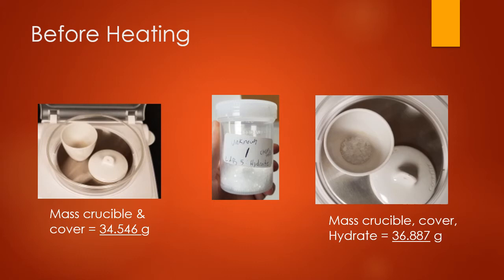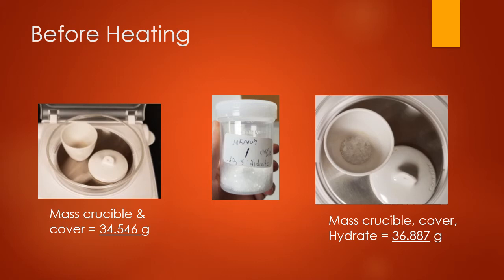So why are we measuring the crucible and the cover? Because when we're heating this, we're actually going to have the crucible cover on top at a slight angle so that the water molecules can escape, but we're not losing any of the solid, any of the ionic compound that we want to keep.